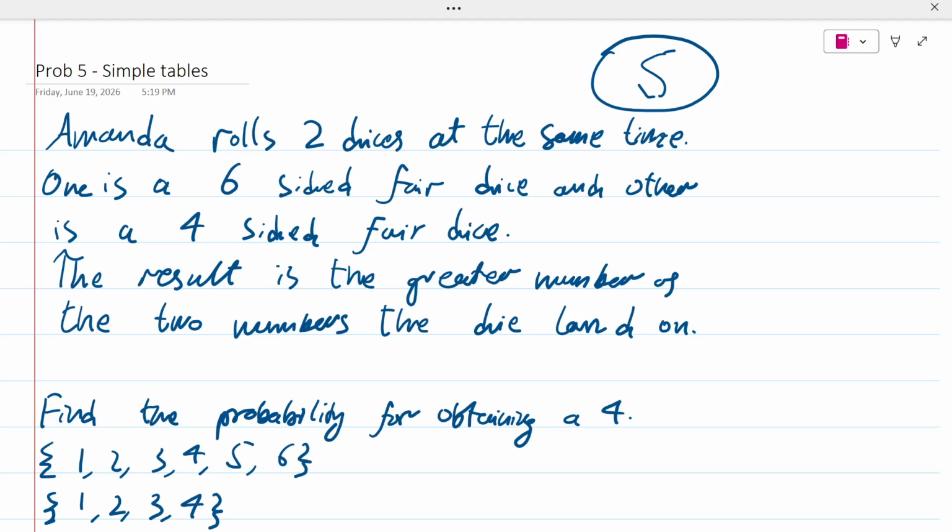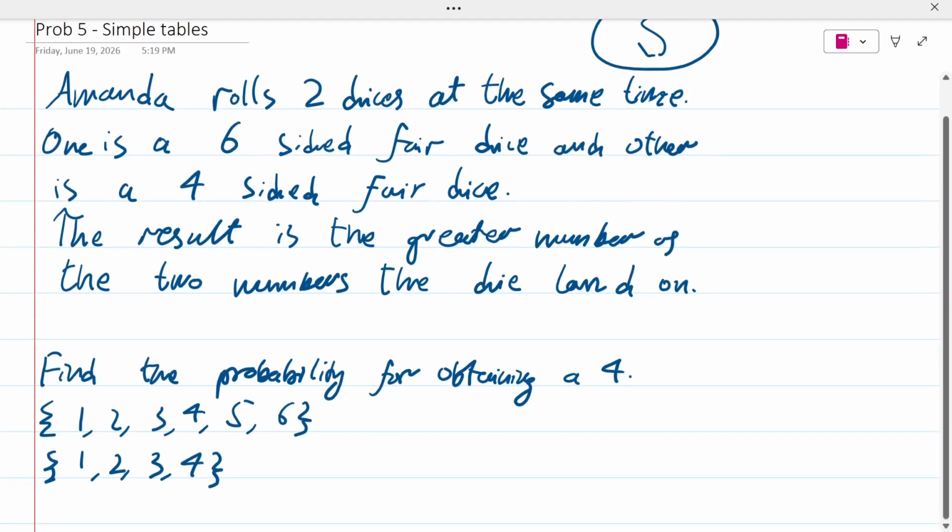Now look, these are the kinds of probability questions you are going to have to use simple tables for, right? Normally this is where you use them, where two dice are being rolled at the same time, or two coins are being flipped at the same time. And the structure for these kinds of questions is going to be someone named a pupil, a student. I'm just going to call her Amanda. Amanda rolls two dice at the same time. One is a six-sided fair dice, and the other is a four-sided fair dice, right?